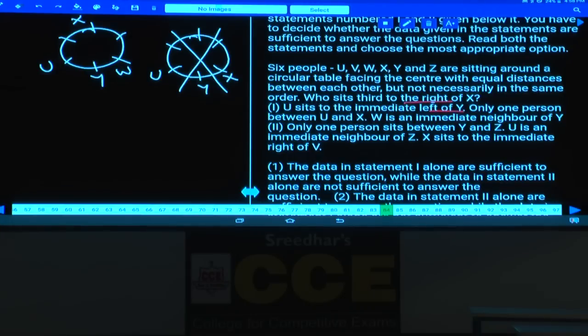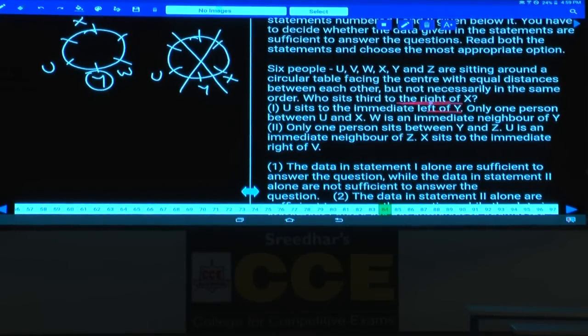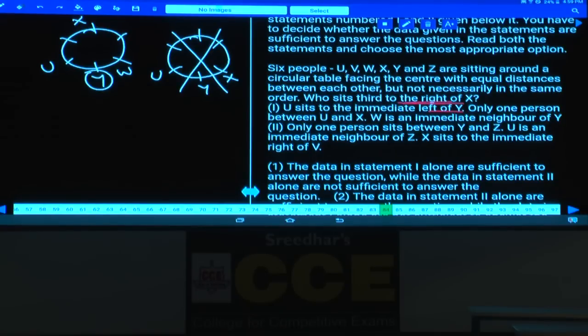Now in this one case, who sits to the right of X? Y sits to the right of X. Hence I am getting the answer only by using condition number 1 alone. 1 alone is sufficient to determine the answer, because Y is to the right of X. Then as 1 alone is sufficient, what should I do? There is a choice, either 1 alone or 2 alone is sufficient. Whether you are getting the answer with 1 alone or not, you should always check 2 alone also.